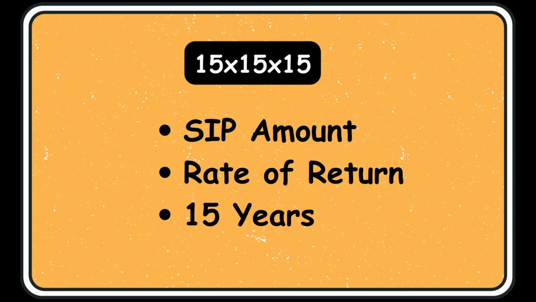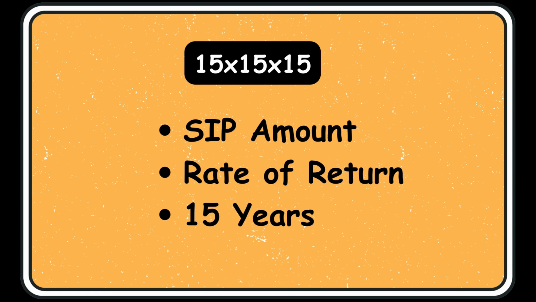First, let us take 15-15-15. What does it mean? It is simple. The first 15 in this rule represents the SIP amount. That means 15,000 should be the SIP amount a person has to commit every month. The second 15 represents the rate of return assumed. If the SIP is delivering 15% CAGR every year, that is the assumption we have got. The third 15 represents the tenure of the investment, that is 15 years.